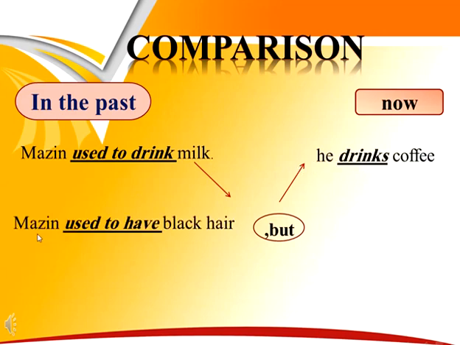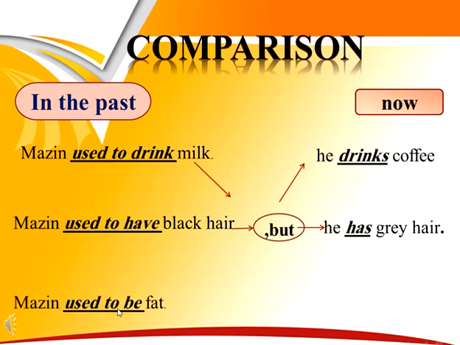Another example, Mazen used to have black hair, but nowadays he has gray hair. Lastly, Mazen used to be fat, but nowadays he is thin.